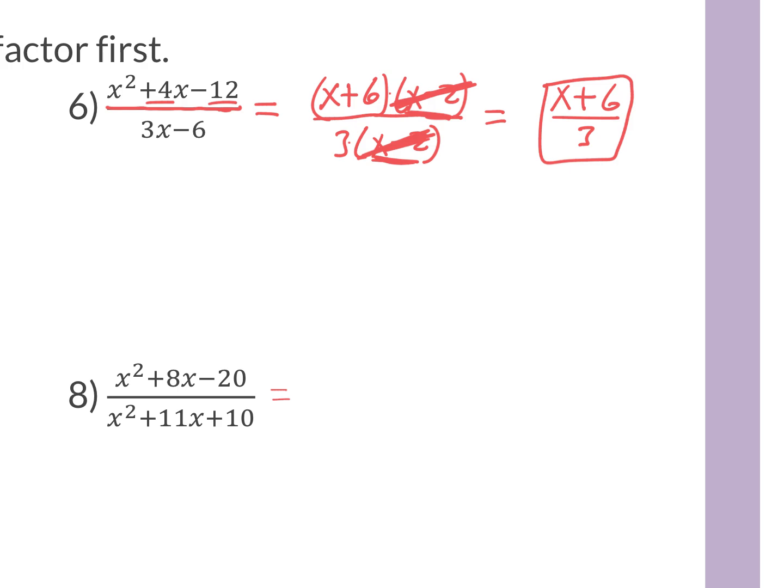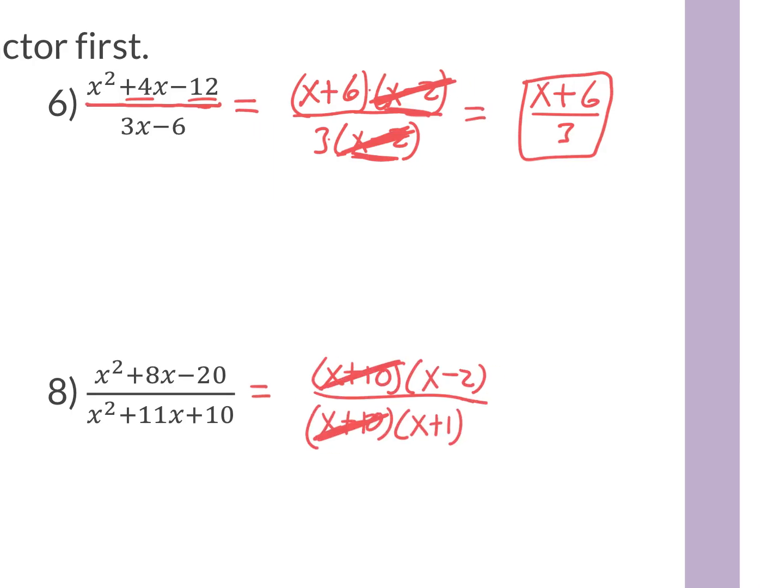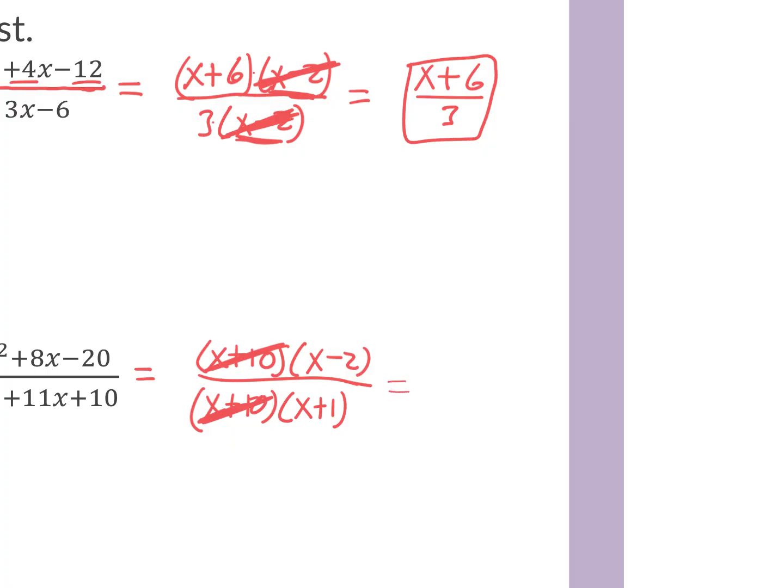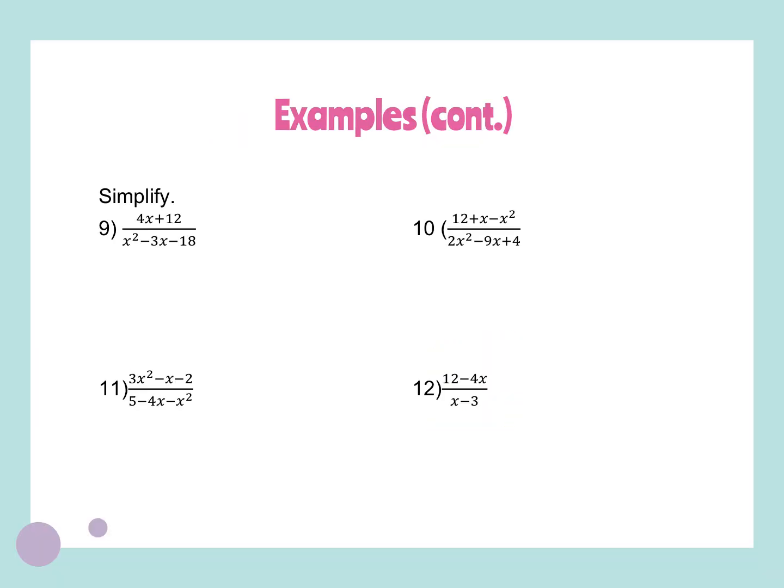All right, so on top, I'm looking for numbers that multiply to negative 20 and add to 8. That's going to get you a positive 10 and a negative 2. So I get x plus 10, x minus 2. And then on the bottom, I'm looking for factors of 10 that add to 11. That's going to be a positive 10, positive 1. All right, and it looks like the x plus 10 and the x plus 10 cancel out. Those are the same factors on the top and on the bottom, so we're left with an x minus 2 over x plus 1. All right, that's really the big idea that we're going for in this entire lesson, right?